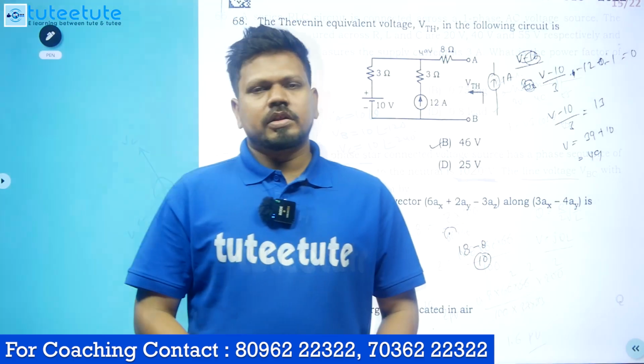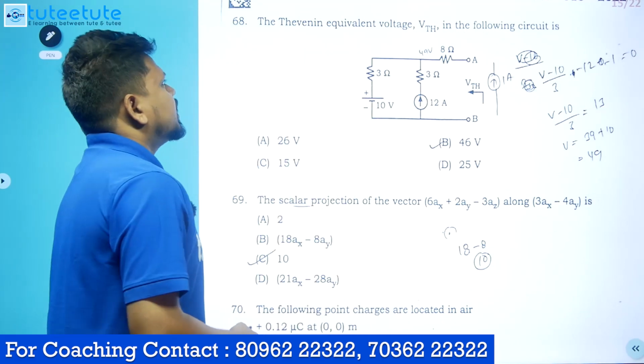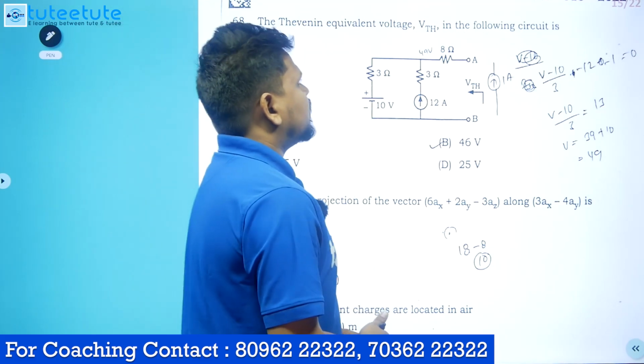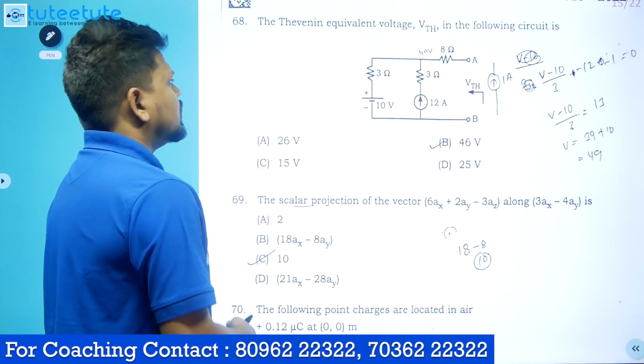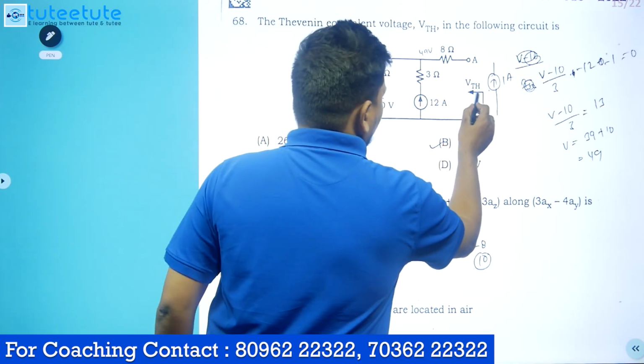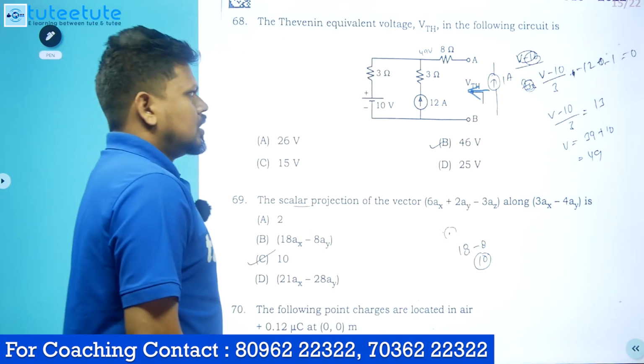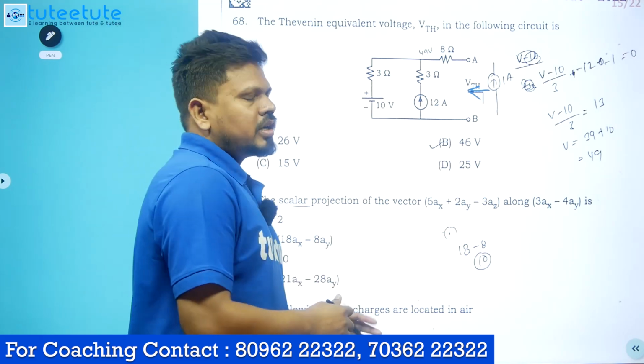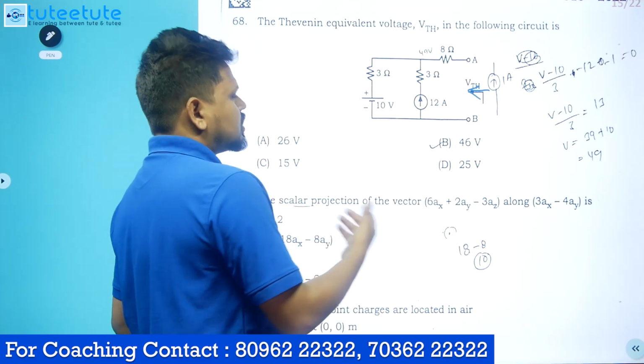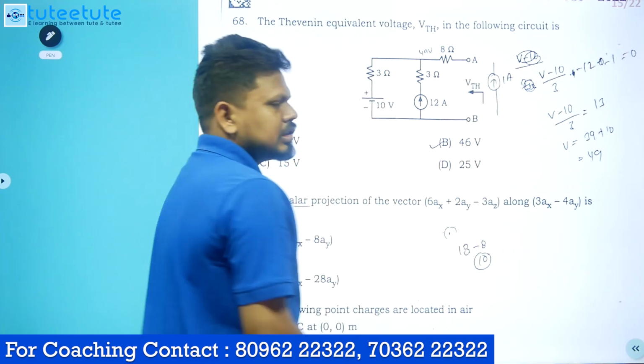Okay, the next question is: the Thevenin's equivalent voltage VTH in the following circuit is. They have given a circuit and they are asking what is the voltage across these two terminals. We have to minimize the solution time, so we have to choose the best method to solve this type of problem.